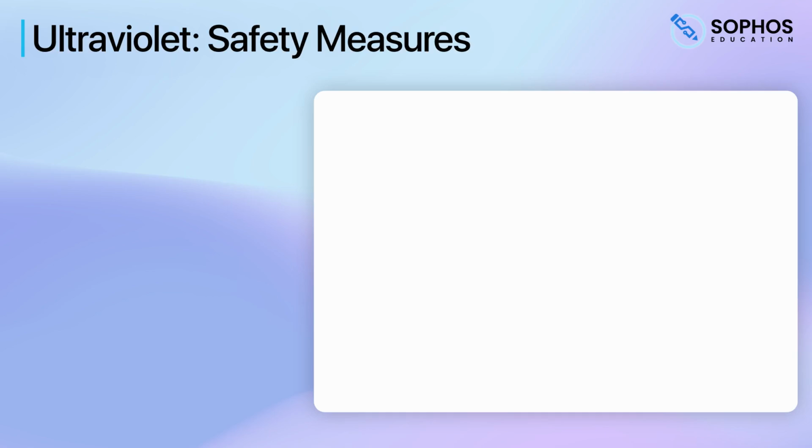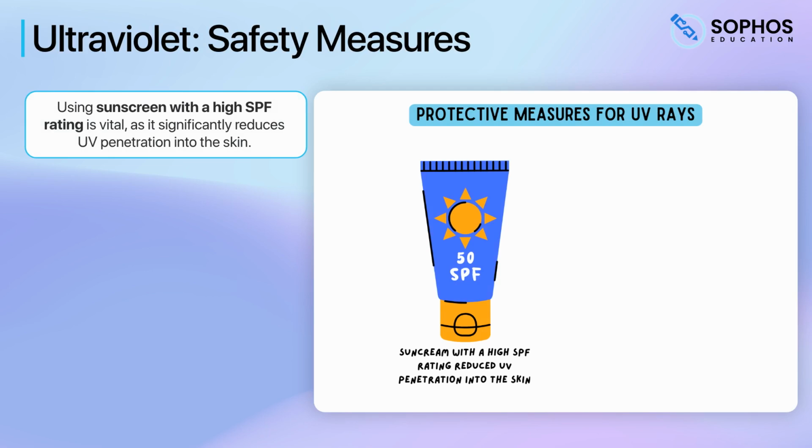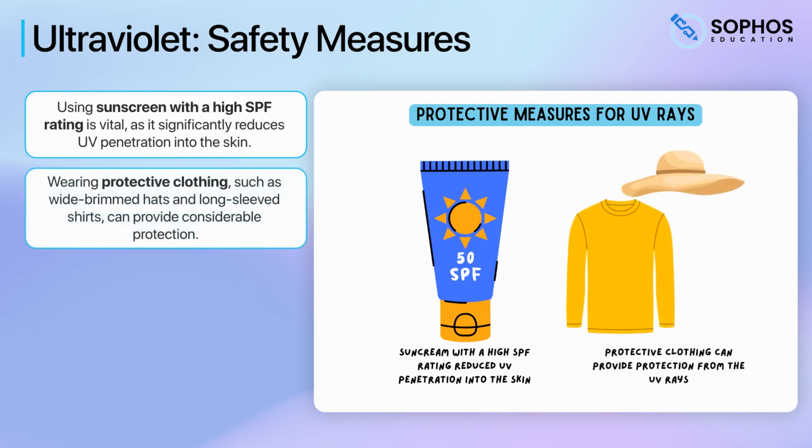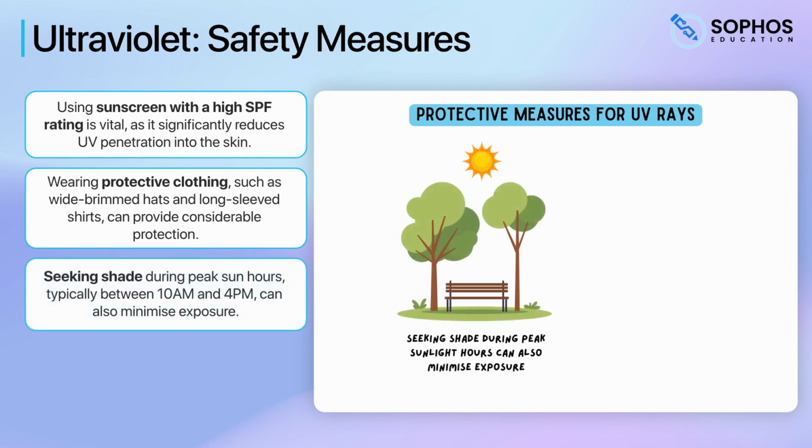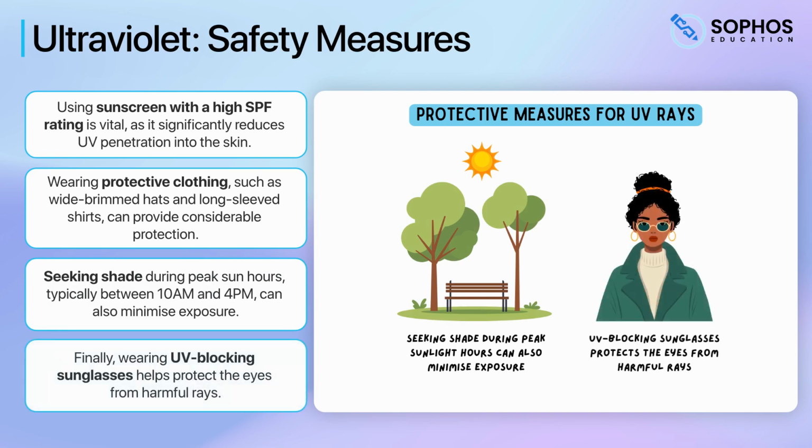There are several steps to protect oneself from UV radiation. Using sunscreen with a high SPF rating is vital, as it significantly reduces UV penetration into the skin. Additionally, wearing protective clothing, such as wide-brimmed hats and long-sleeved shirts, can provide considerable protection. Seeking shade during peak sun hours, typically between 10 a.m. and 4 p.m., can also minimize exposure. Finally, wearing UV-blocking sunglasses helps protect the eyes from harmful rays.